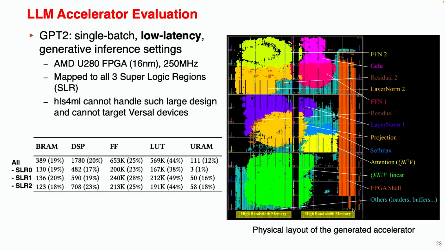So we dumped the physical layout on the right, and we can see the implemented hardware modules span across 3 SLR regions on the FPGA, which is unachievable by previous frameworks like HLS4ML. So previous frameworks cannot handle such large designs and cannot target the latest Vitis 24.